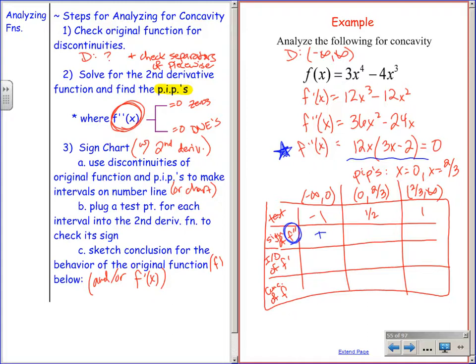Plugging in a half, I have a positive number, but 3 halves minus 2 is a negative number. And plugging in 1, I have a positive times a positive. Which means my f prime, because once again, this is box, and f double prime is box prime, f prime's prime. F prime is increasing and then decreasing and then increasing, but what does that mean about the concavity? Concave up, concave down, and concave up.